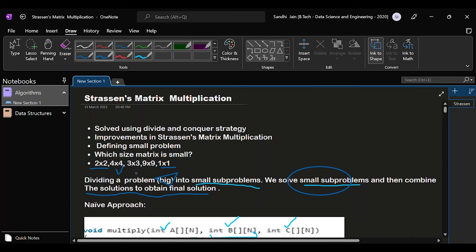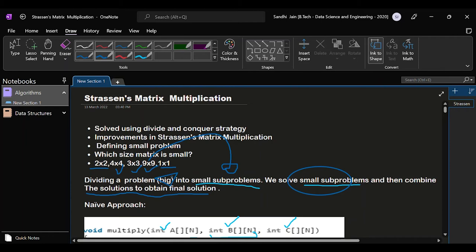We can also do 3 cross 3 multiplication, but it's slightly difficult as compared to 2 cross 2. And when it comes to 9 cross 9, it's impossible for us. We'll never ever be able to do the 9 cross 9 matrix multiplication. So this is a big problem. So what is the solution? Dividing it into some small subproblems. If we have to compute 9 cross 9, we have to divide it into small problems.